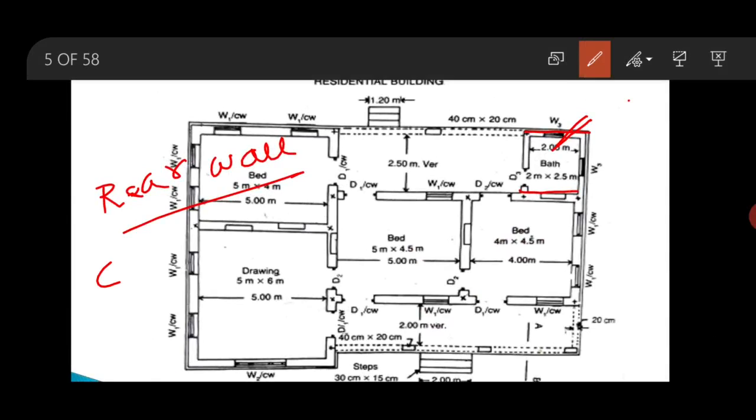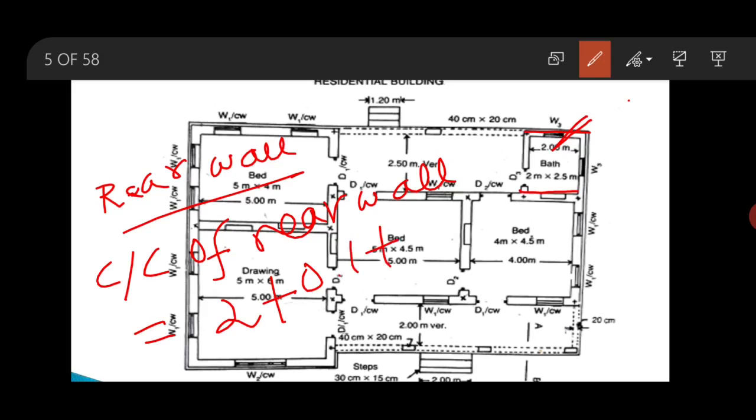Okay. Then the center to center length of the rear wall. The center to center length of the rear wall will be 2 plus 0.1 plus 0.1, so 2.2 meter. So the center to center length of this wall is 2.20 meter. Clear?